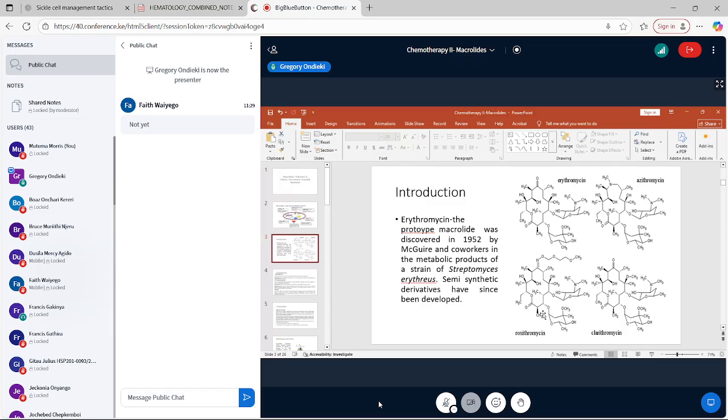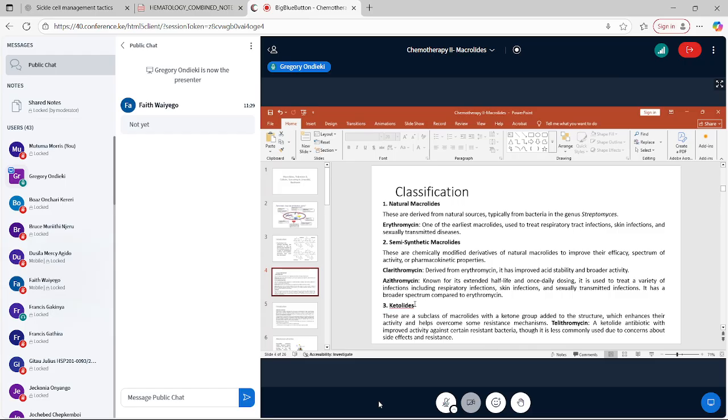Then we have now a new class called ketolides. An example is telithromycin. It has been authorized for use. However, it has been observed to have a lot of side effects. So it's a drug that will be reserved for use in certain conditions where first, second, or third line drugs have failed, right? So that's the classification of those drugs.